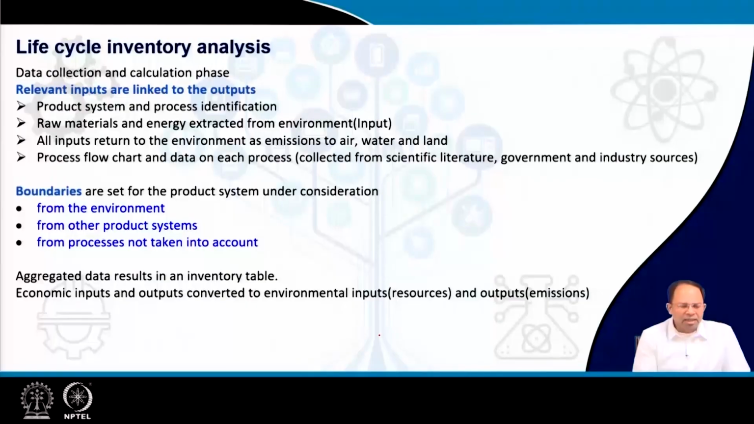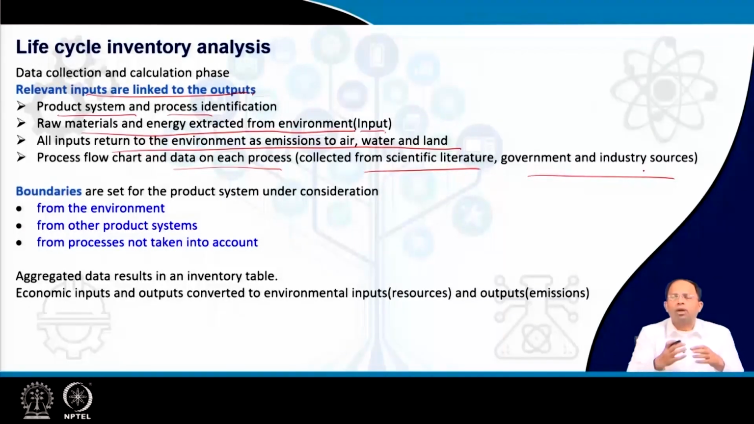Life cycle inventory analysis is the data collection and calculation phase, where relevant inputs are linked to the different outputs. To do that, we have to identify the product systems and the processes involved, raw materials and energy extracted from the environment. This is known as the input, and all inputs return to the environment as emissions to air, water and land, and process flow charts and data on each process need to be collected. So, we really need to look into scientific literature, government and industry sources to see what the processes are, what sort of inputs they take, and what the output is.